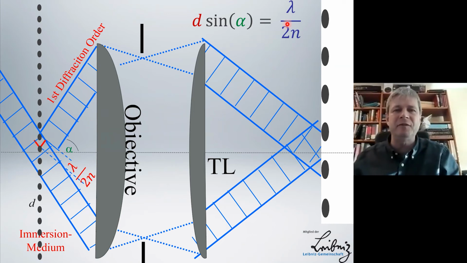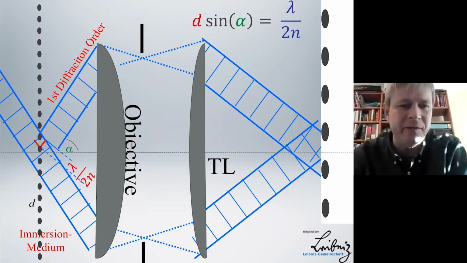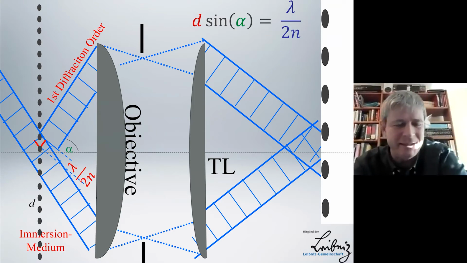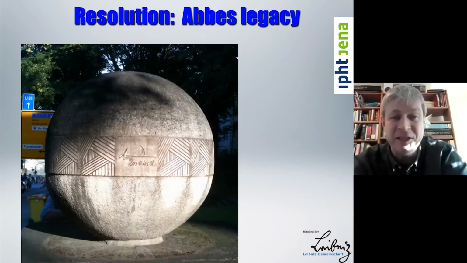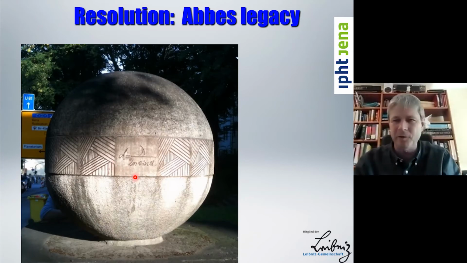And this gives us this factor of 2 in the end. So it's like 2D if you want. And so this is then Abbe's equation. And in Jena, we have a nice memorial. Actually, I've seen just the other day that it was freshly cleaned now. So this is still an older picture. And his handwriting is engraved in this memorial, as you see here.